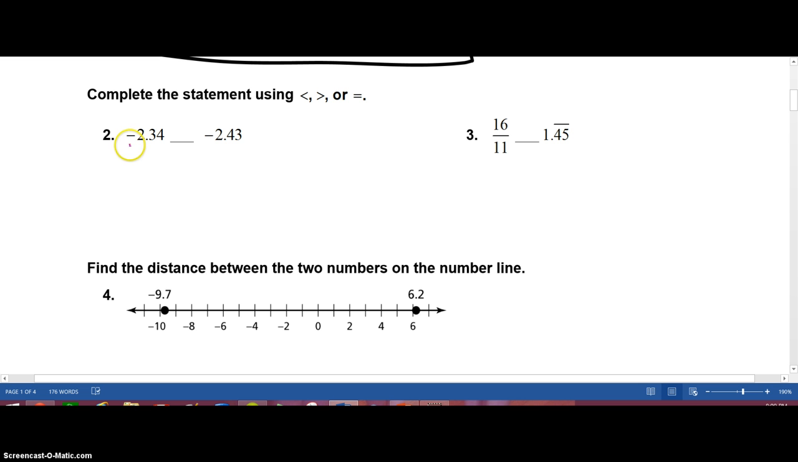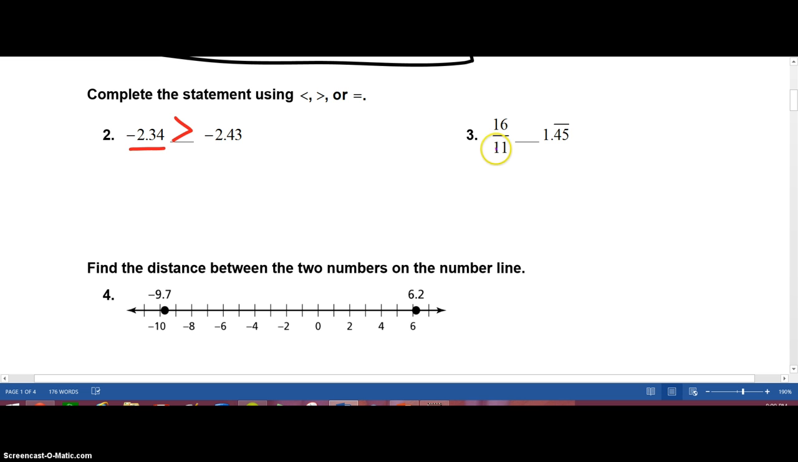So here, number 2, we have two decimals. Now we're looking at the number that is closer to 0 if we were going to plot them on the number line. And negative 2.34, that one is actually closer to 0 on a number line, so that one would be bigger, so we use the greater than sign there.